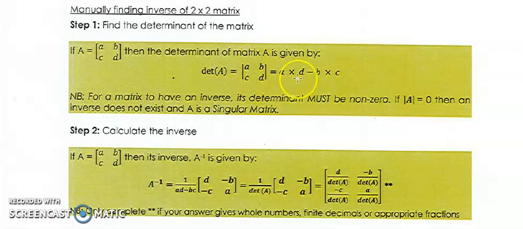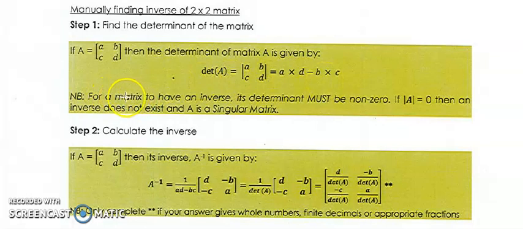To work out the determinant, you get A and D, multiply them. You get B and C, multiply them. And you find the difference between the two. Okay, A times D, subtract B times C. Be very, very careful with your negatives. Okay, they do play an important role.